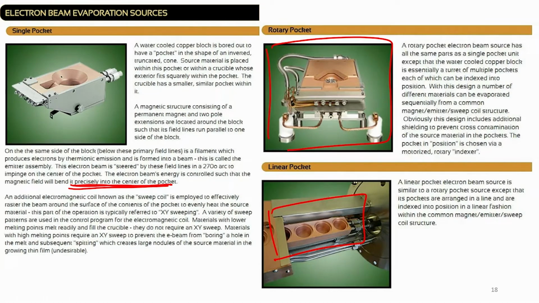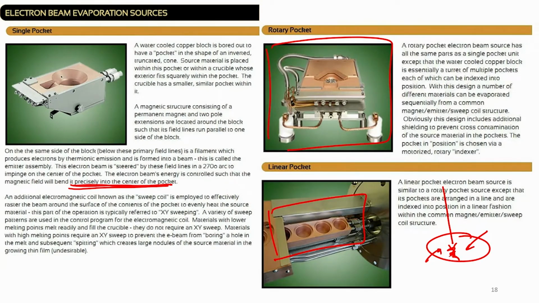Then the addition is that an electromagnetic coil known as a sweep coil is employed to effectively raster the beam around the surface. So, what happens is, if you have the source, and I just incident the electron beam only in one area, this area will get melted, but what about the other area, what about this one, right.